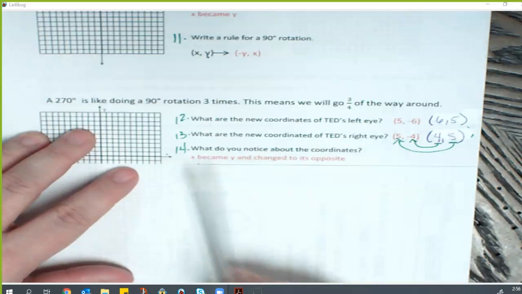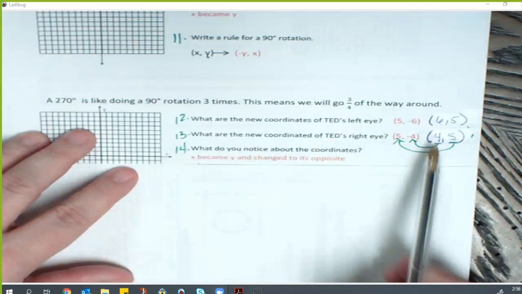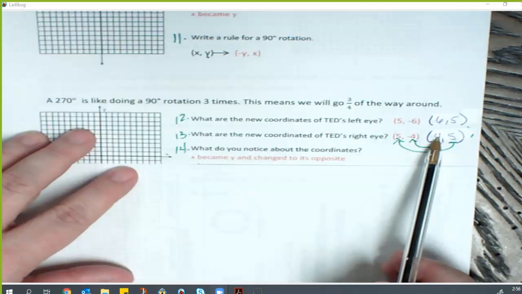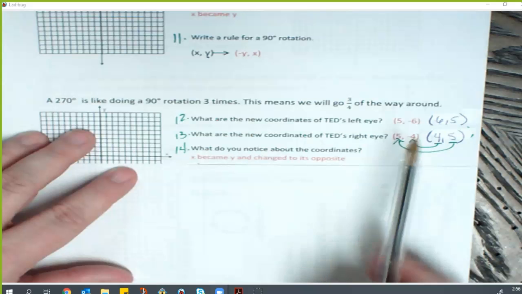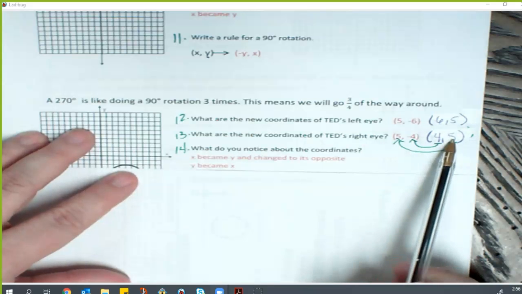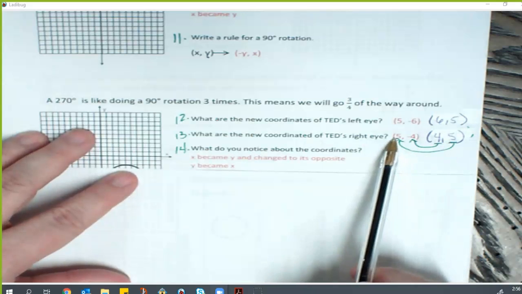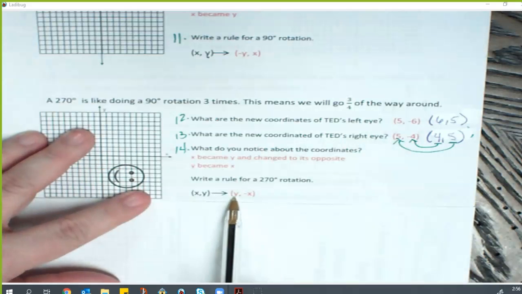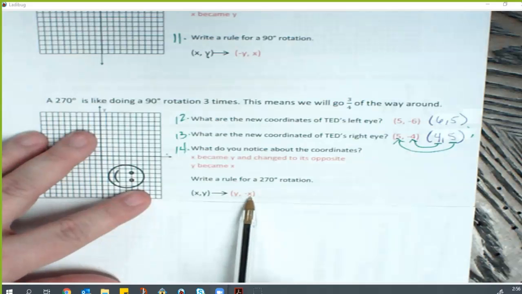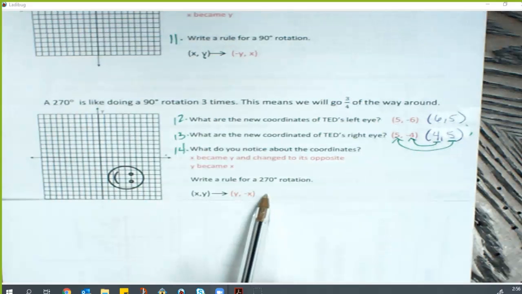So X became the Y, and it changed to the opposite. What we just said, X became the new Y, and now it's opposite. And then Y became the new X number. So our rule would be Y opposite X. Y opposite X. Okay? We're going to keep practicing with rotations today, and you're going to see how that physically moves around that coordinate plane as we do our next activity.